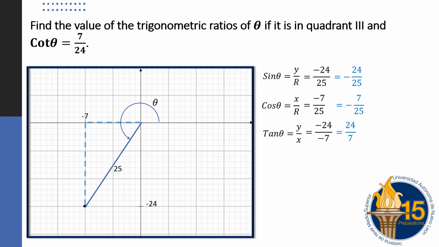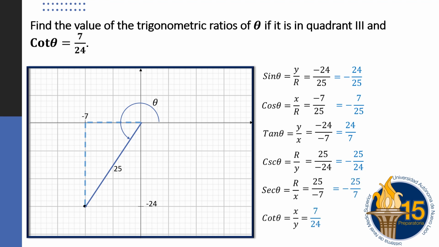Cosecant of the angle equals minus 25 over 24. Secant of the angle equals minus 25 over 7. And cotangent of the angle equals 7 over 24. As you can see again, the signs for the values of trigonometric functions depend on the quadrant that the angle is located. Now, let's go back to the concept of reference angle.